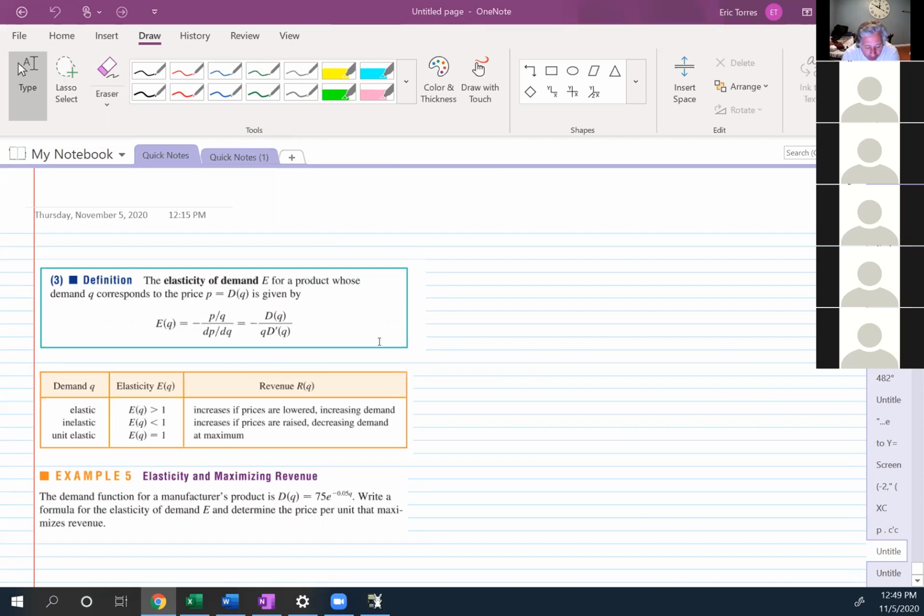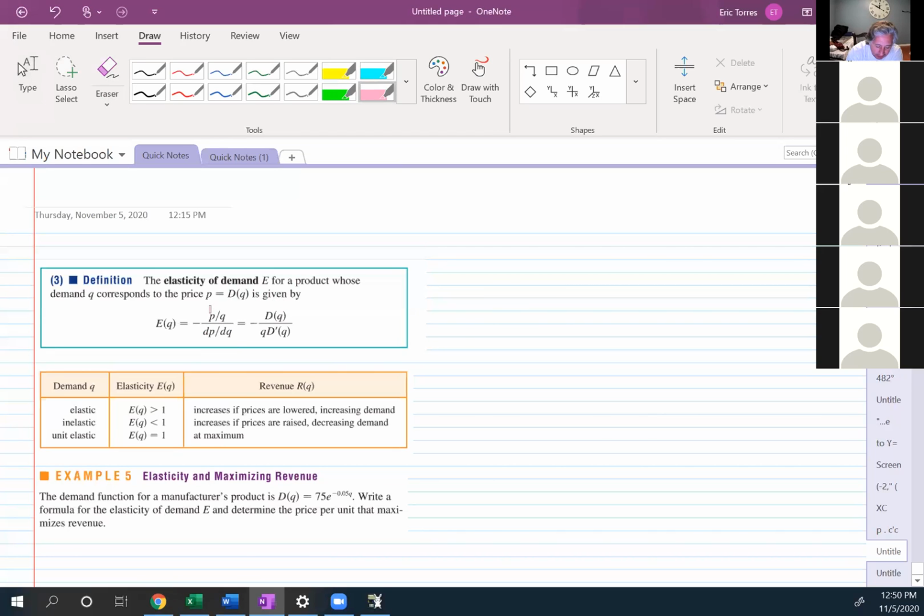And basically, what you're doing is looking at the relative price to quantity. So when I say relative price to quantity, that's this: price to quantity divided by the derivative of the price function with respect to quantity. Now, that is my basic formula that they're given. We're going to change it up just a little bit as you notice.